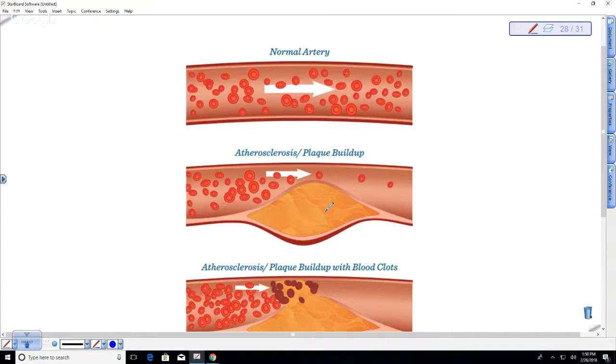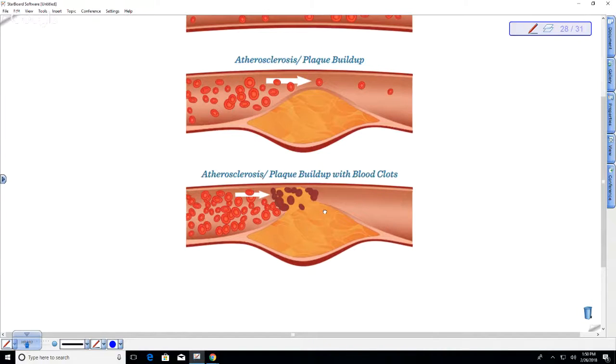Sometimes these clots will break free, or rather the plaques will break free. And if they do this, this is like a massive heart attack. So if it breaks free and then blood clotting forms and the blood cannot flow, then that would be like in the coronary artery, and that's where people die from massive heart attacks.